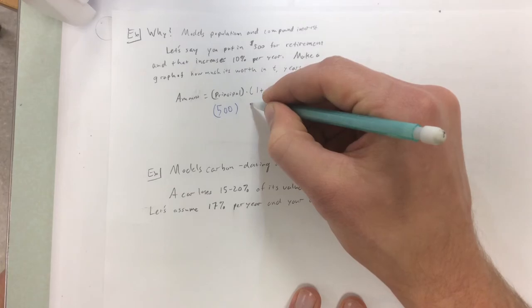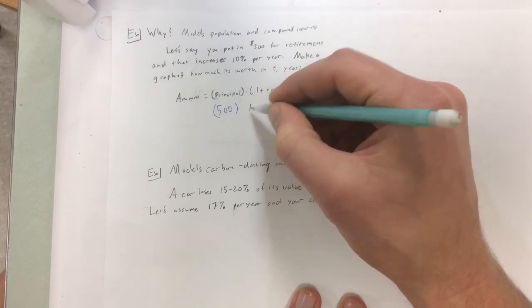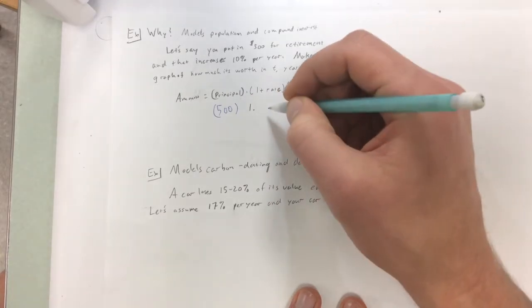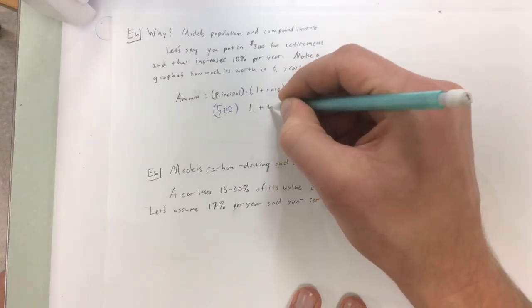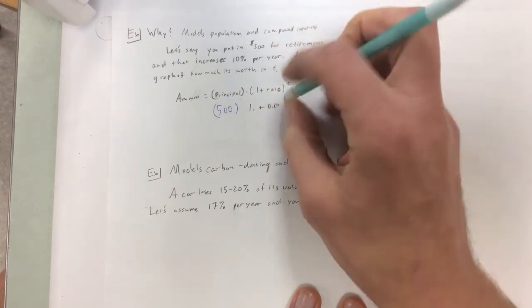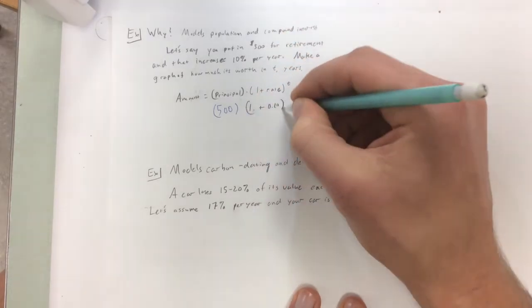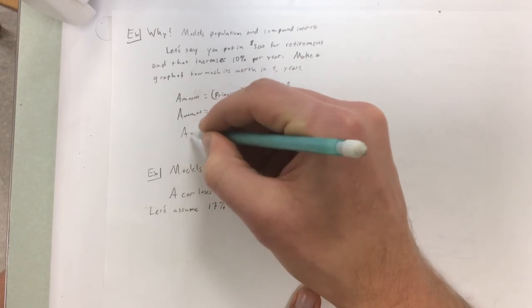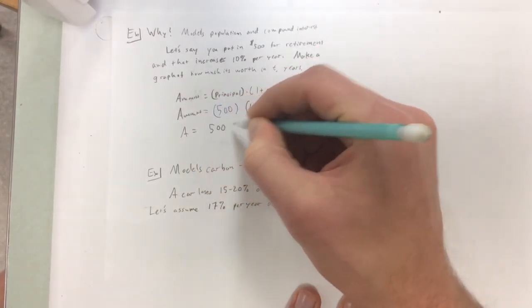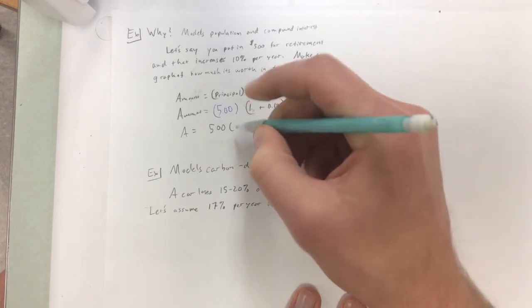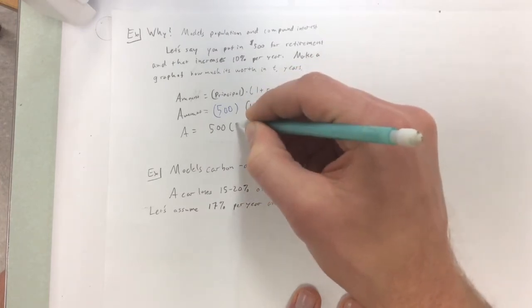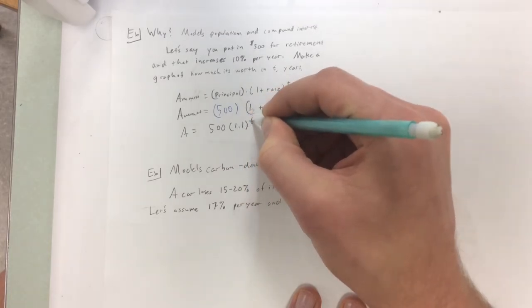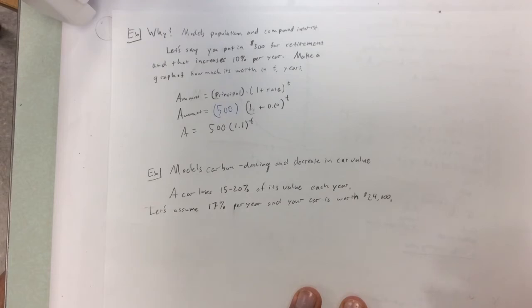So we started with, if we stayed the same, we'd multiply it by 1. But we're increasing it by 10%. So we're going to add on 10%. So we can rewrite this as 500 times 1 plus 0.1, or 1 plus 10%, which is going to be 1.1 raised to the t. And I'm going to pause here, flip over to my computer, and we'll see what that graph looks like.